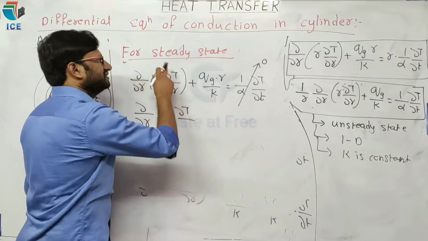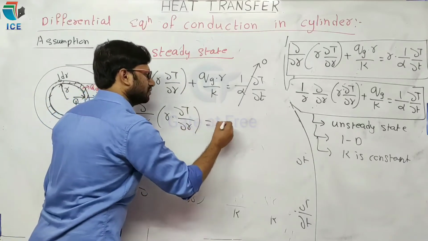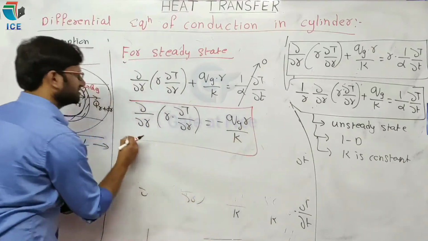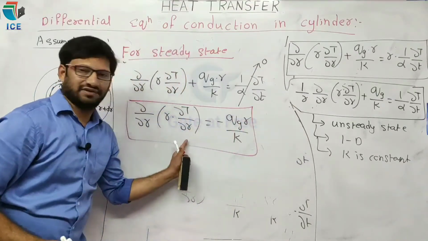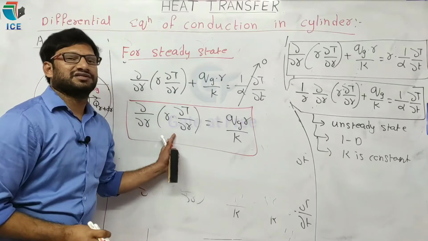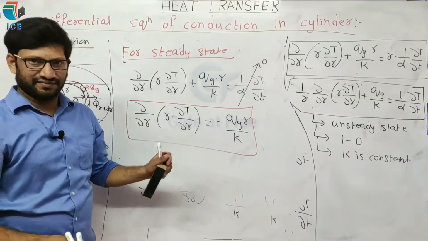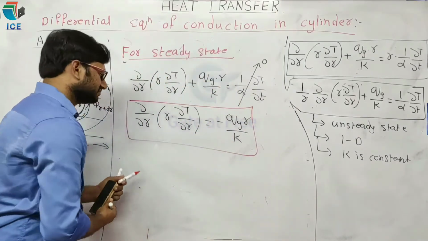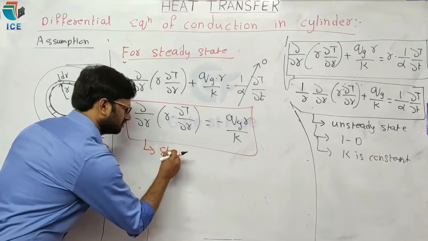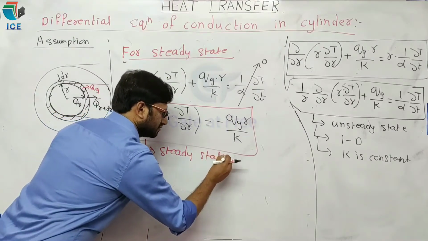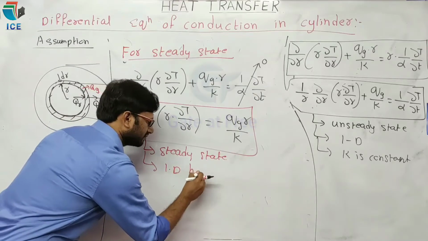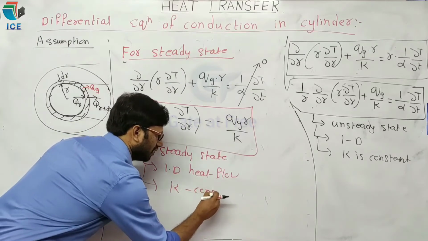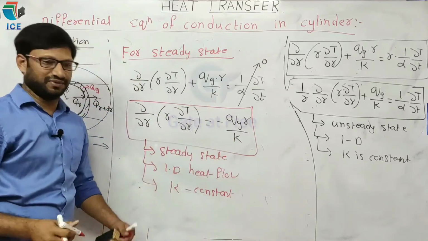So from the GATE point of view, this assumption is very important. It is equal to minus qg by k. You have to remember this one. No need to remember the other. For GATE, the questions are mostly based on steady state. So this is the second father equation we have to remember. Now what are the assumptions? Steady state, one dimensional heat flow and k is constant. Okay, hope you understood.